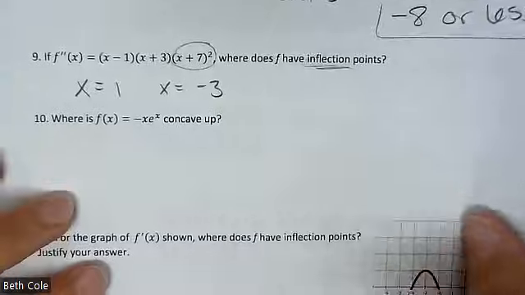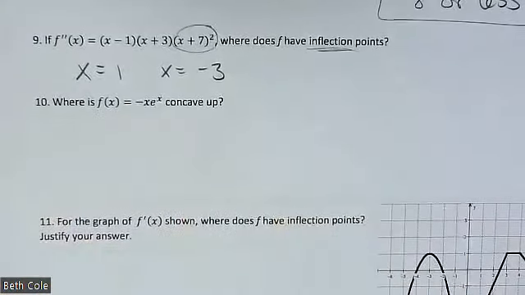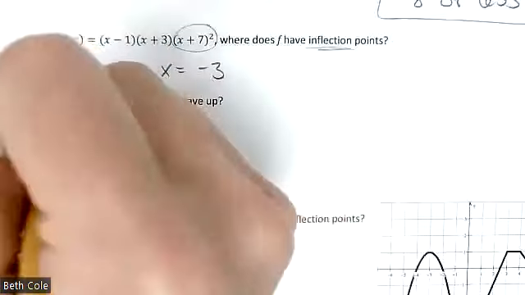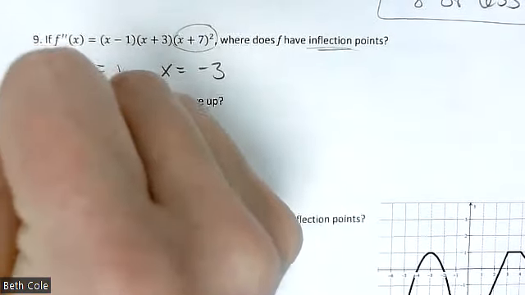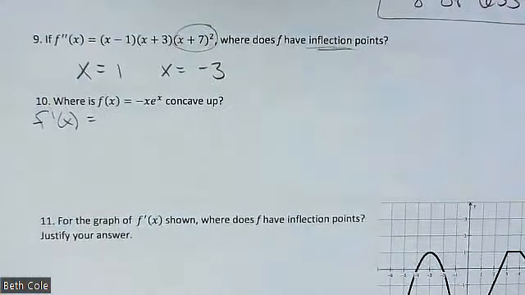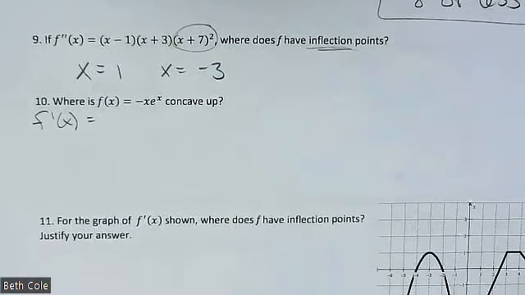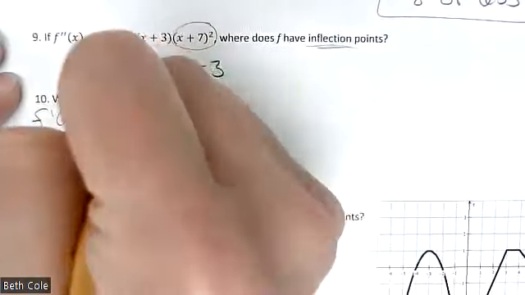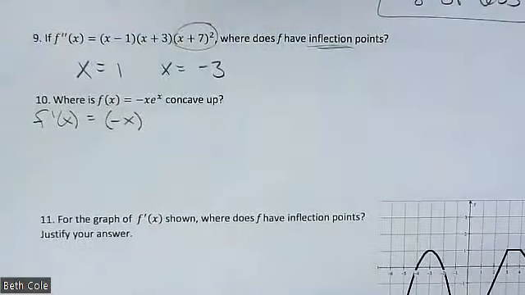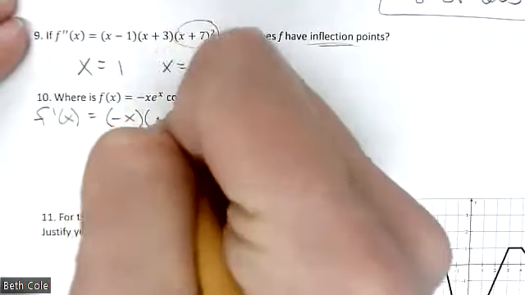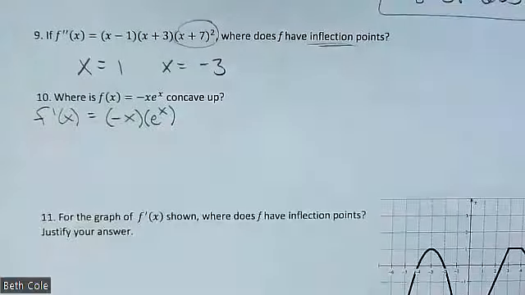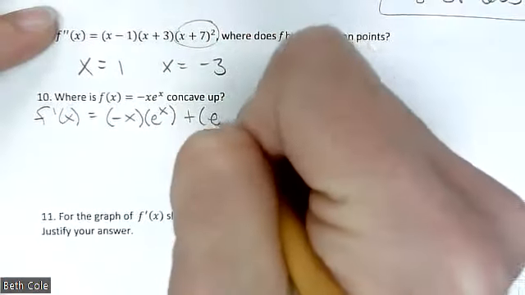All right. Where is this graph concave up? Which derivative do you need for concavity? Second. Okay. Well, unfortunately, we can't jump straight to the second derivative. So we're going to do the first derivative first. What rule do you need? Product. All right. First thing, which is -x. Derivative of the second, which is just e to the x. All right. Plus the second thing.